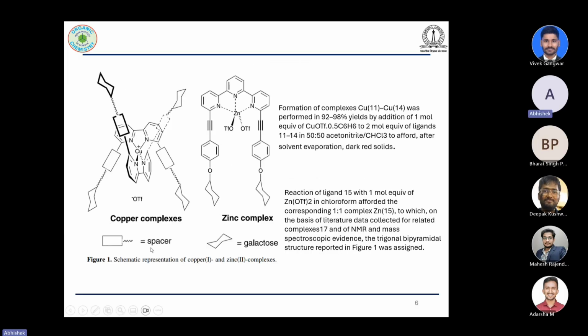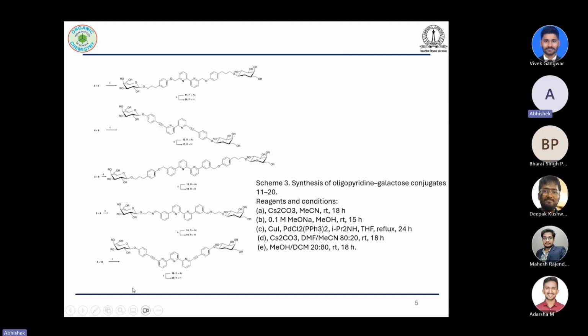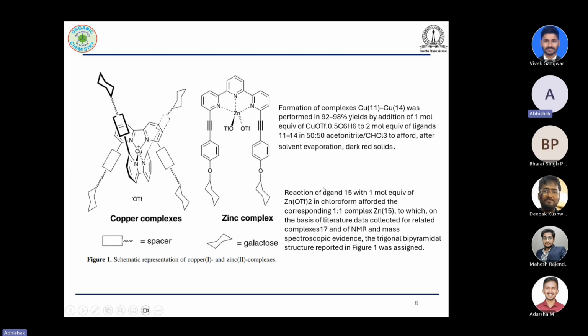And finally, after synthesizing these final molecules, they reported the formation of copper complexes as well as zinc complexes. The formation of copper complexes 11 to 14 was performed in 92 to 98% yield by addition of 1 mole equivalent of copper triflate to 2 mole equivalents of ligands 11 to 14 in 50:50 acetonitrile chloroform to afford, after solvent evaporation, a dark red solid.